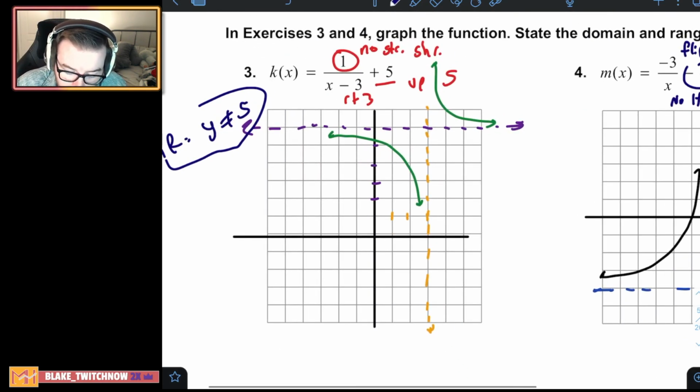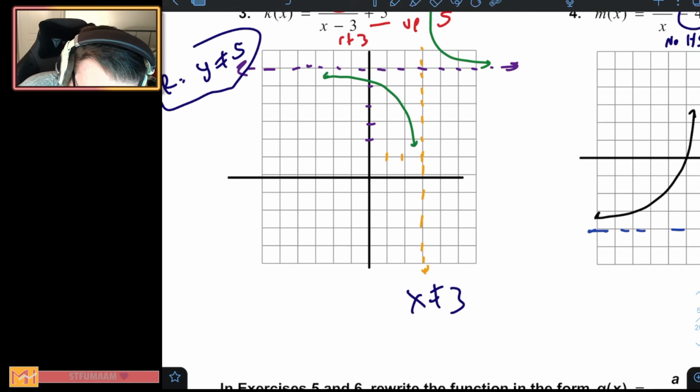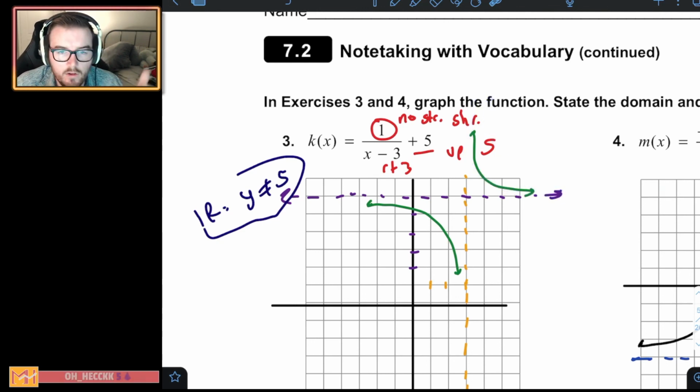And then my domain, simply put, I cannot equal 3, for example, on this problem. Okay? This asymptote is a clear representation of what flies and what does not fly. Everything else is free game. Look at this. This function's infinite. It's just those couple of moments where we're restricted because of the asymptotes.